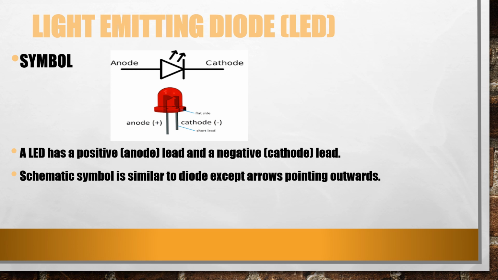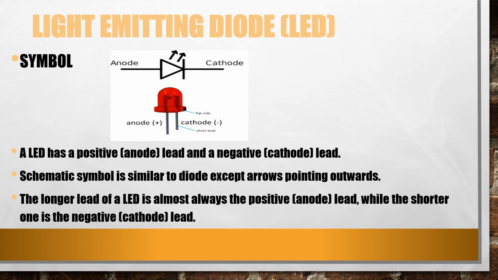The longer lead of a light emitting diode is almost always the positive, that is anode lead, while the shorter one is the negative, that is cathode lead. So this is how you are going to identify the terminals of a light emitting diode.